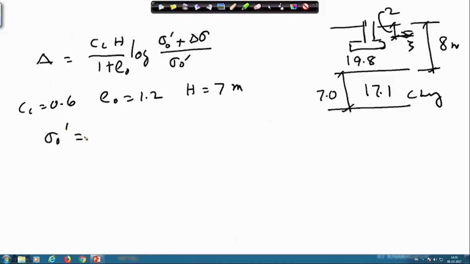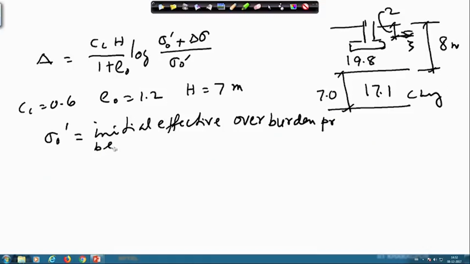Sigma naught dash is equal to the initial effective overburden pressure before application of the load. We have to find this effective overburden pressure at the middle of the clay layer, because this formula is actually applicable for a very small thickness. That means we can divide into a number of sub layers and apply.